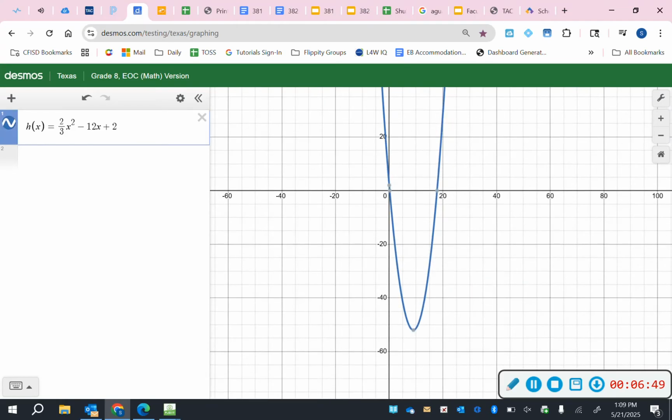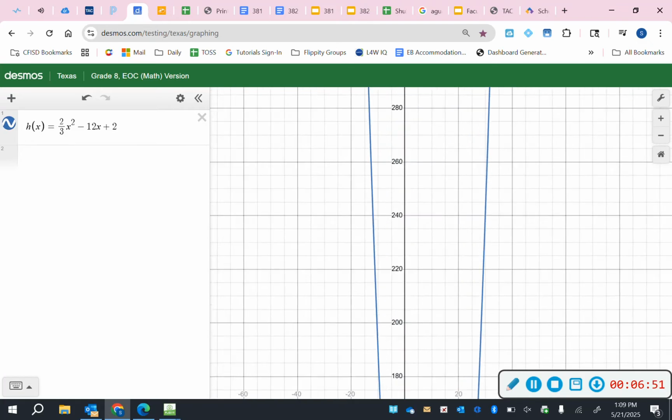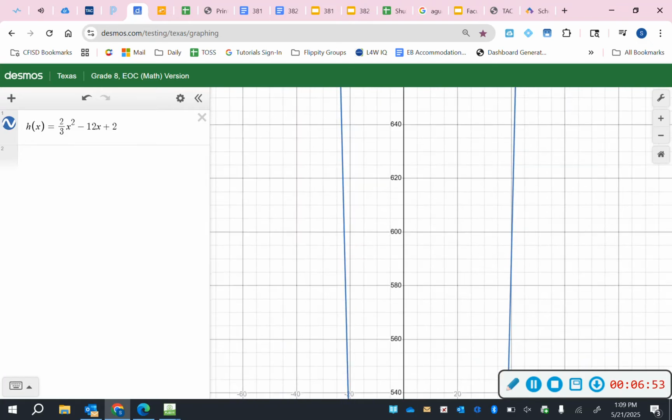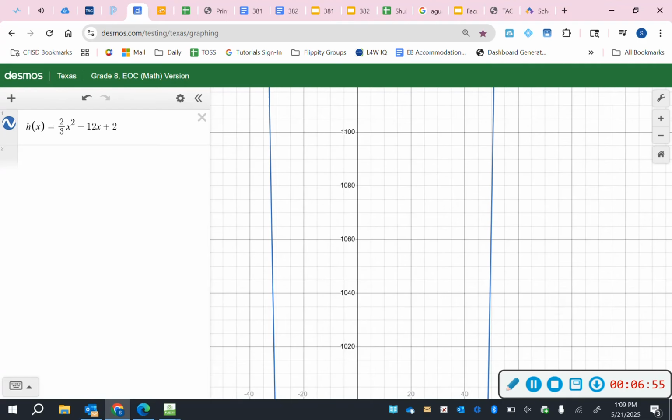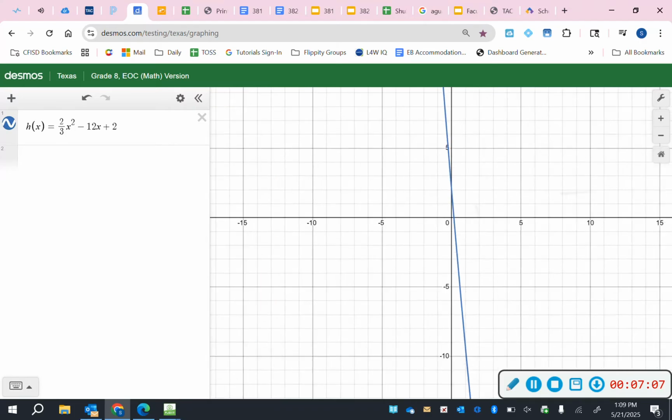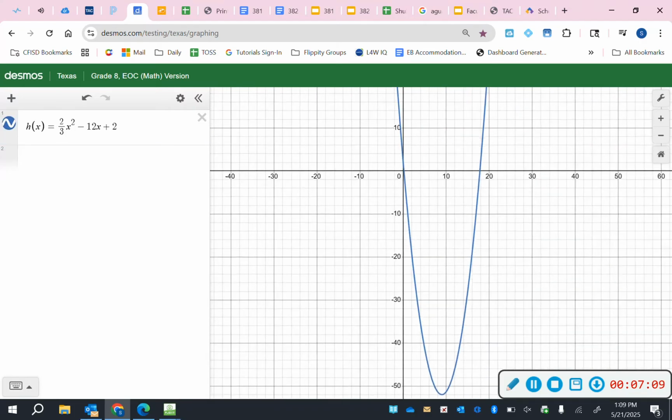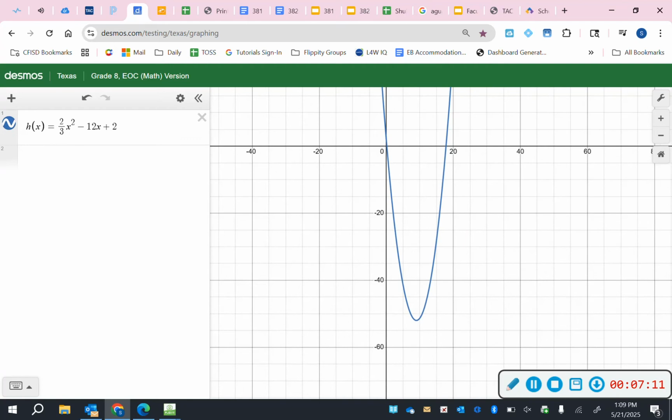All right, here's my picture. If I'm scrolling here, is there anything stopping this graph from going left and right? No. My domain is all real numbers. For my range, I'm going to go back for a second, hit the house button to reset. This one, does it have a maximum or a minimum?